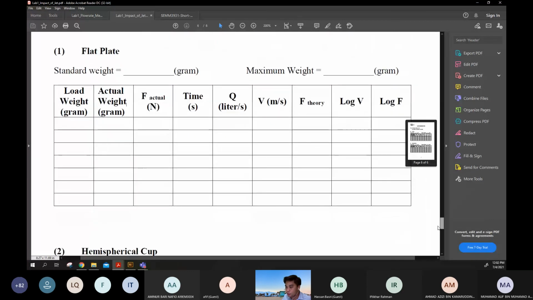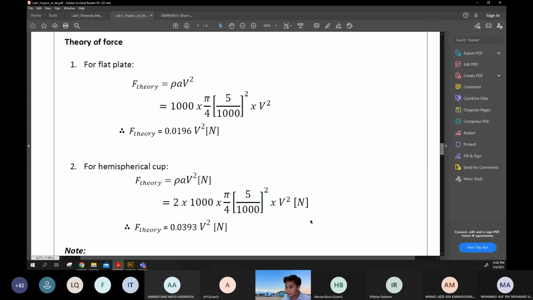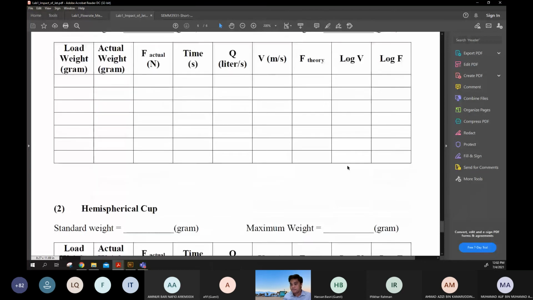Okay. So why do you need the velocity? Because you're going to use it in the theoretical force. You look at the theoretical force, it requires the velocity. You look at the theoretical force for the flat plate, it requires the same, the velocity. Okay, and then use your calculator to find this value, log V and F.